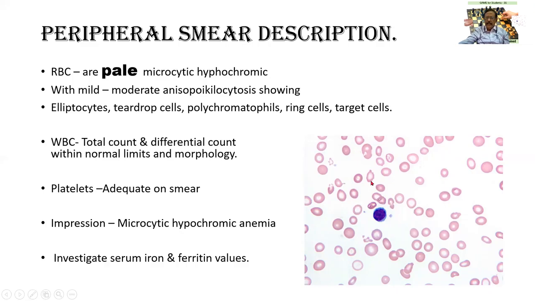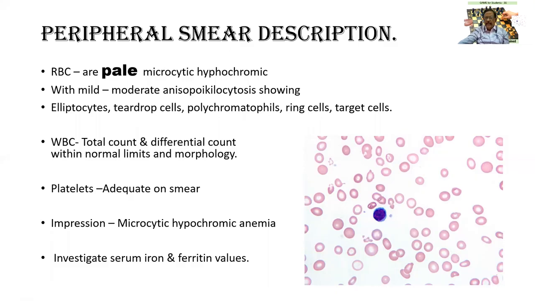This looks almost like a teardrop cell. This looks like an elliptocyte. And this looks like a ring cell. Whereas some are looking like perfect circles. So there is a variation in the shape as well. And all of them, when compared with the lymphocyte, are smaller in size. This is called an inbuilt control. Platelets are normal in number and unaffected.